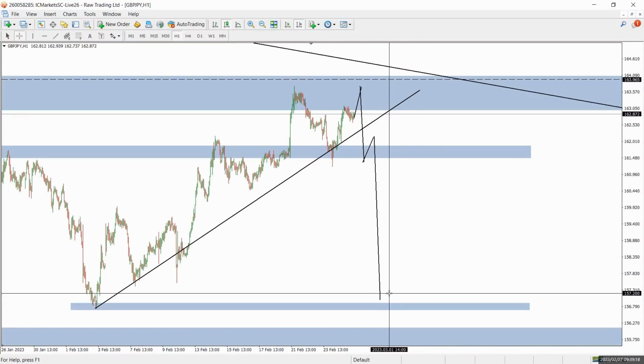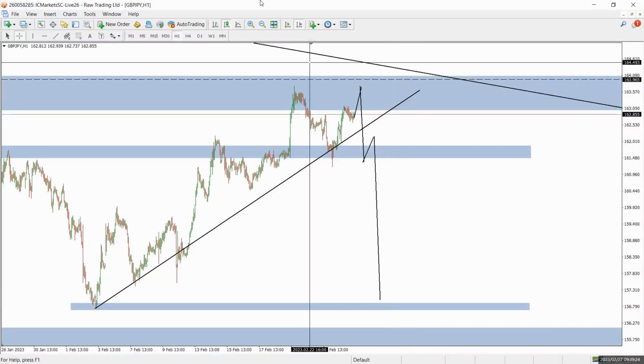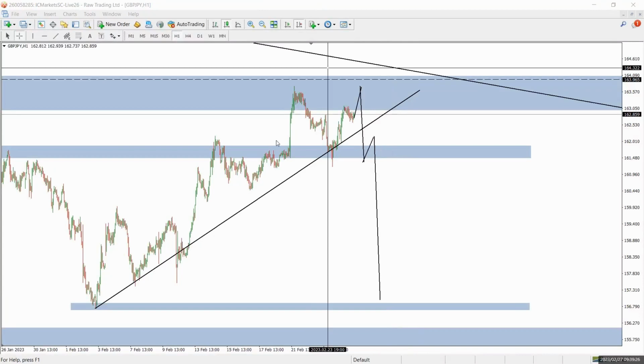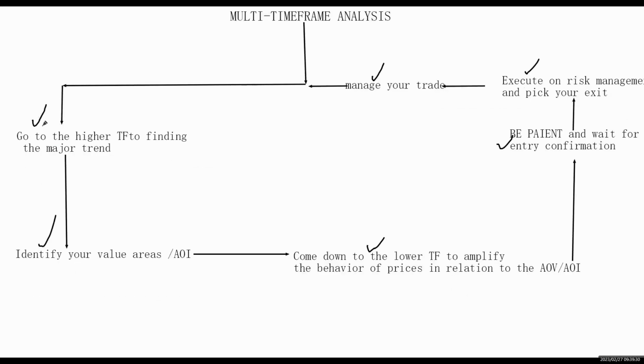Let's go back to the whiteboard so that I could do a summary of this, right? So you can see how I went to the higher time frame right here, to find a major trend. You can see how I'm able to identify my key value area from the weekly time frame, even down to the daily time frame. You can see how I came back to my 4 hours and 1 hour time frame respectively to see the behavior of prices in relation with this area of interest or area of value. And you see how I open room for being patient to see what my entry confirmation is going to be like.